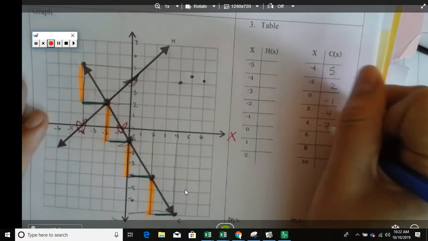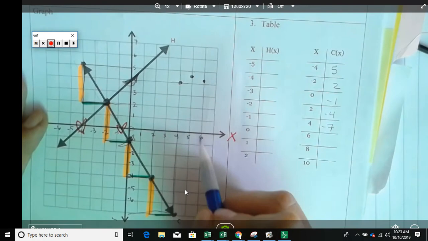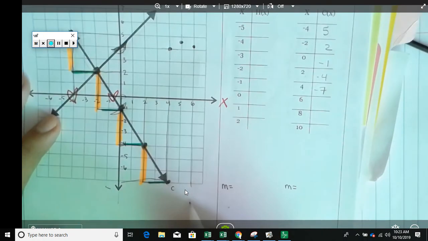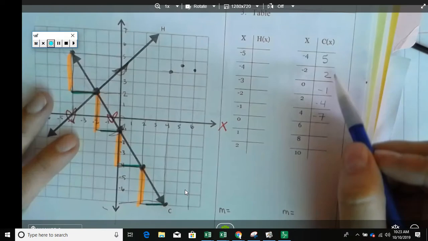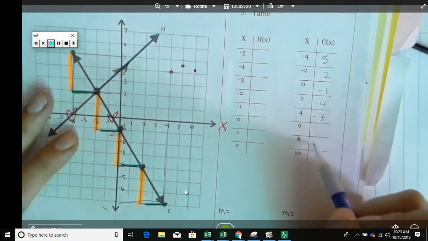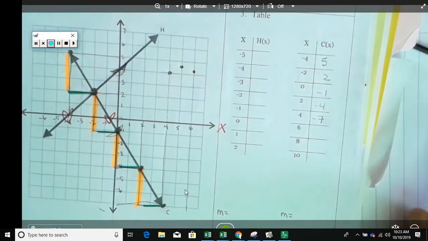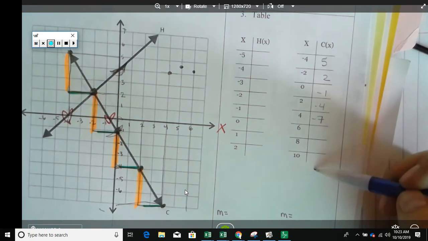Right. Now, it asks me for 6. I go to 6, and I don't see the graph. It doesn't continue. So, it does not continue. It doesn't mean it's 0. What that means is you have to use the slope to figure out the rest of the numbers.